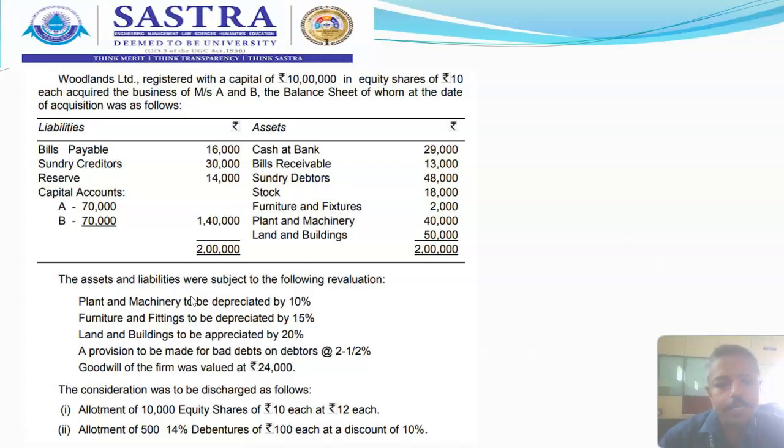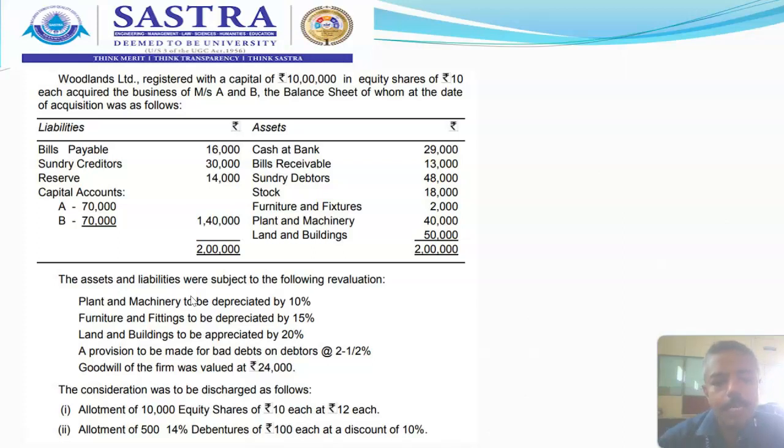So this is how we need to use the purchase consideration. First calculate the purchase consideration as per the assets taken over by the company, subtract the liabilities taken over by the company, and then the net assets can be called the purchase consideration. Then distribute the purchase consideration into the different forms stated in the question. So here we have distributed the purchase consideration in the form of equity shares, debentures, and the balance in the form of cash, rupees 17,500.